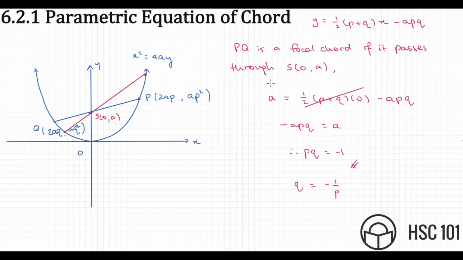Now, we don't need to interpret that condition so deeply right now. You guys just have to remember that a chord is a focal chord if it passes through the focus S(0, a), and we always have a special condition corresponding to that, which we'll use a little bit later. So make sure you guys learn how to prove the equation of the chord, and this is what we have for the parametric equation of the chord.